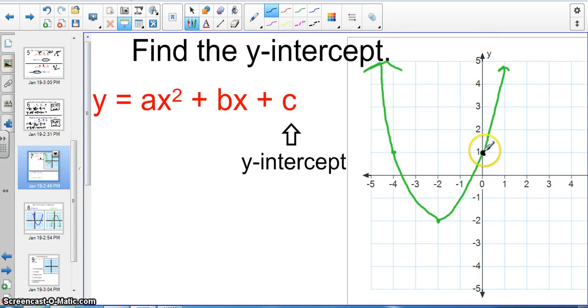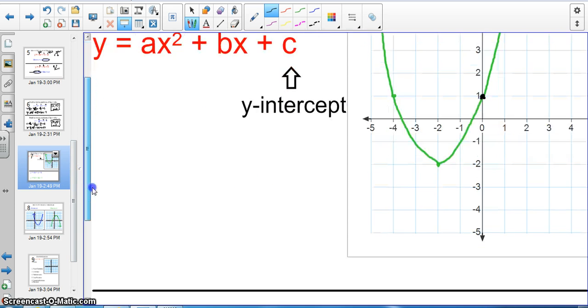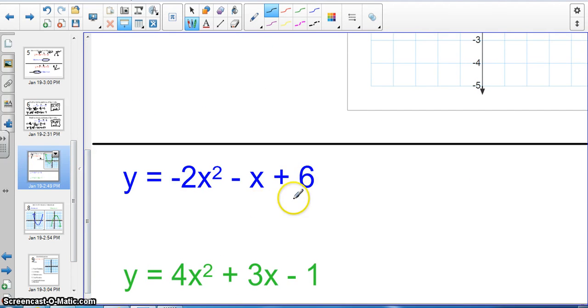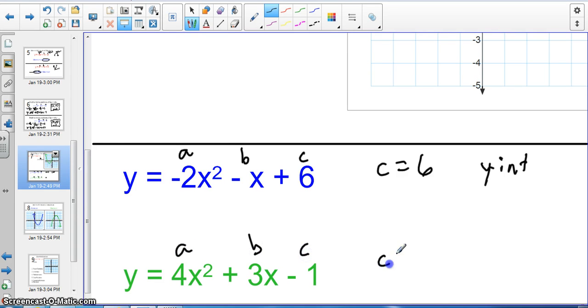So if we look, this is 1, it's where our graph crosses the y-axis, so it's 1. So that would be our C. So that last number, that C, is always your y-intercept. So if I label these A, B, and C, C equals 6. That would be our y-intercept. Label these A, B, and C. C equals negative 1. That would be our y-intercept. That's where our graph crosses the y-axis.